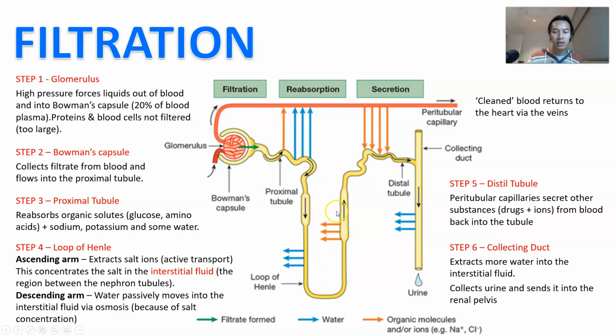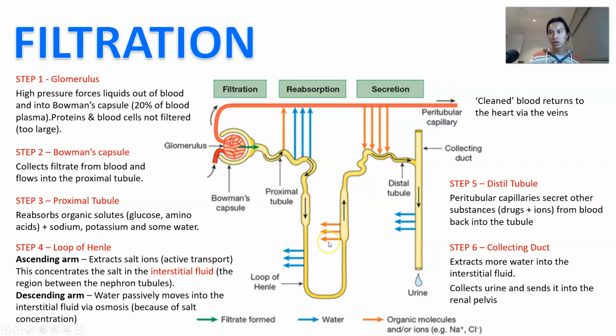And what's going to happen is, because there's so much salt in here, all of the filtrate on the descending arm is going to start losing water via osmosis, because water is going to leave the tubule and re-enter into the salty region over here. And so water is going to passively move into the interstitial fluid via osmosis because of the salt concentration right here. So you're going to see water leave through here, and then as it goes around the other side, your kidneys are going to pump salt and ions out of this particular section.